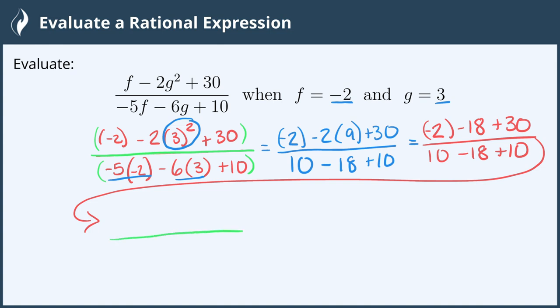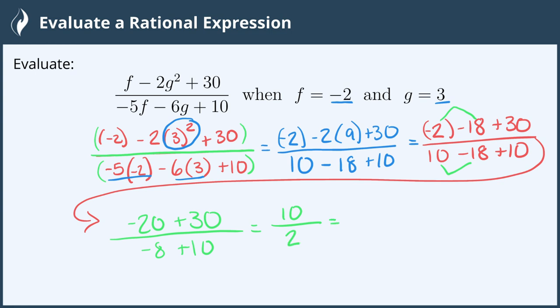So in the numerator, we will add and subtract from left to right. Negative 2 minus 18 is negative 20, plus the 30 still remains. 10 minus 18 is negative 8, plus 10. And then we can go ahead and finish the last, which is negative 20 plus 30, that's 10. And in the denominator, negative 8 plus 10 is positive 2.